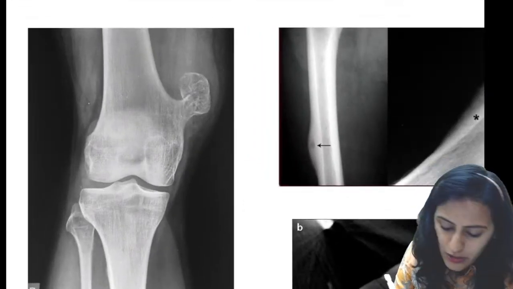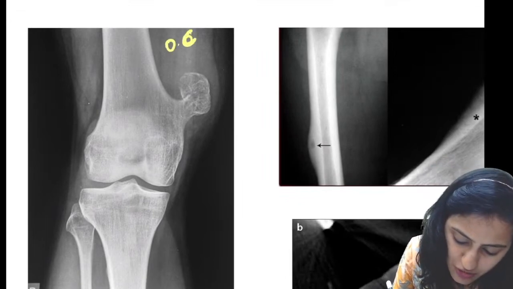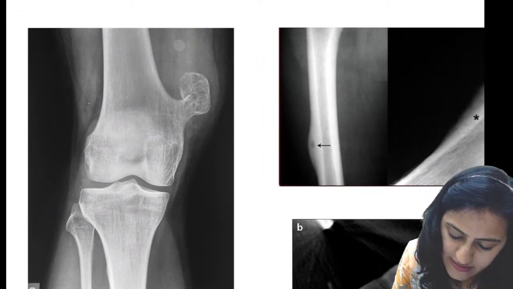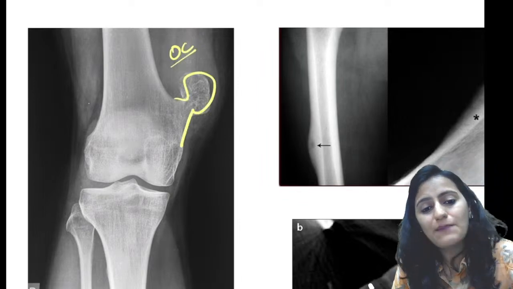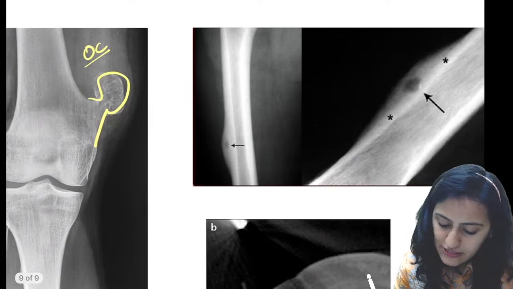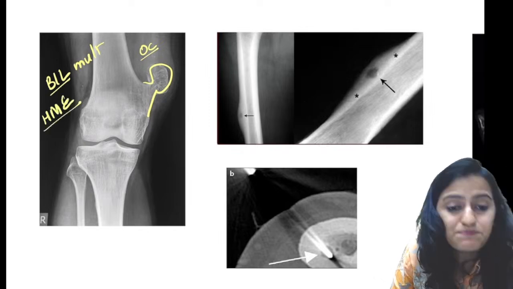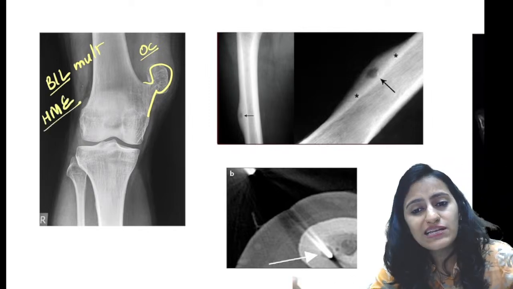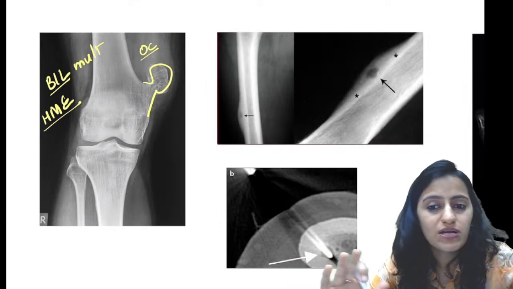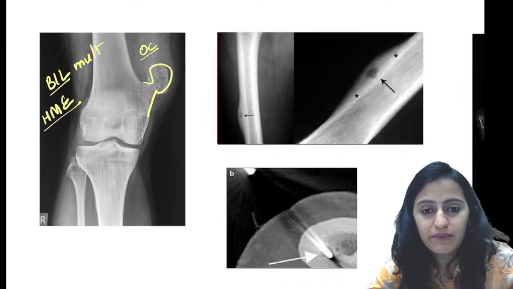Quick revision here. What bone tumor is this? This is osteochondroma. Right, this is the osteochondroma. The cartilage cap will be present here. Okay, cartilage cap will be present here. When you have bilateral multiple osteochondromas, it is hereditary multiple exostosis. Generally, in that case, you have bilateral symmetrical osteochondromas, that is HME.